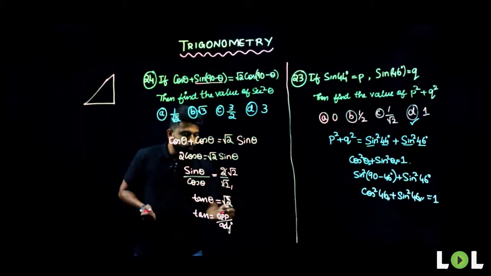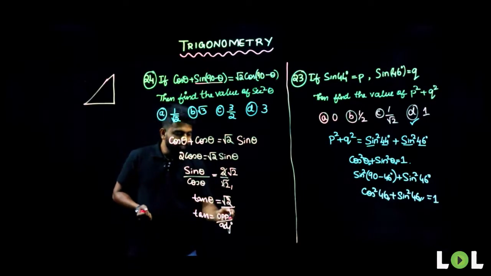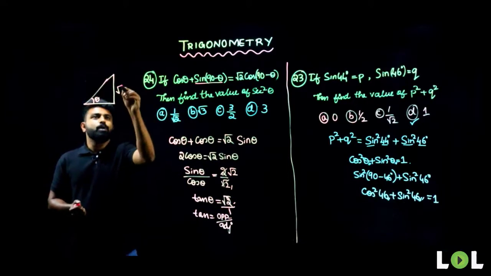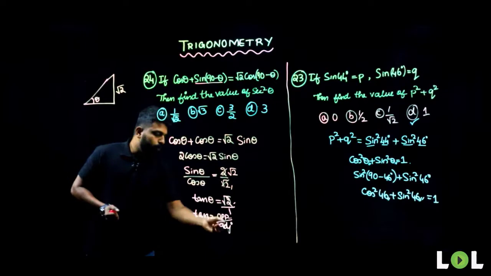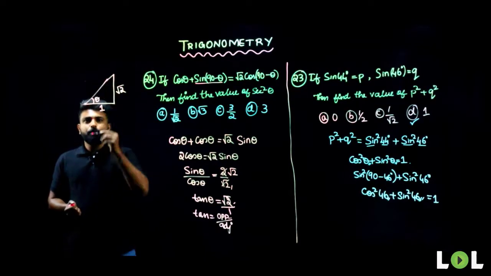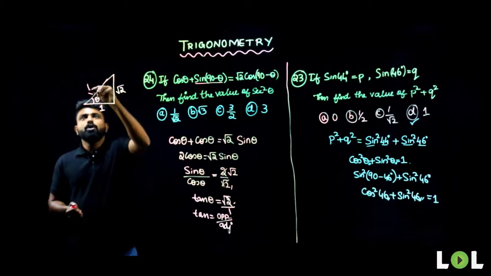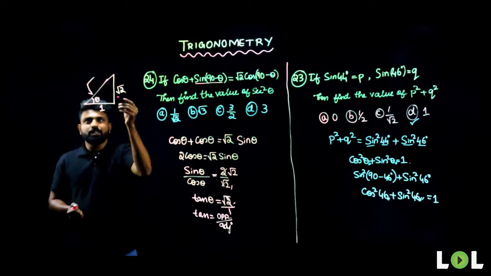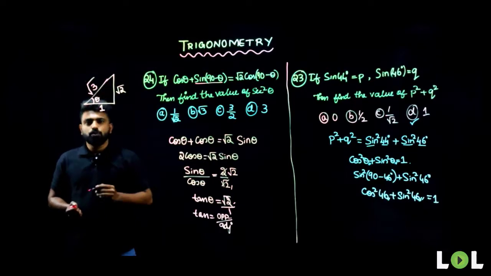If tan theta is root 2, I can also write it as tan theta is equal to root 2 by 1. So, opposite side will be root 2. If this is my theta, opposite side here will be root 2. And what will be the adjacent side here? Adjacent side will be 1. So, what will be the value of the hypotenuse? Hypotenuse will be the root of root 2 square, that is 2, plus 1 square, that is 1. So, it will be root 3 here.